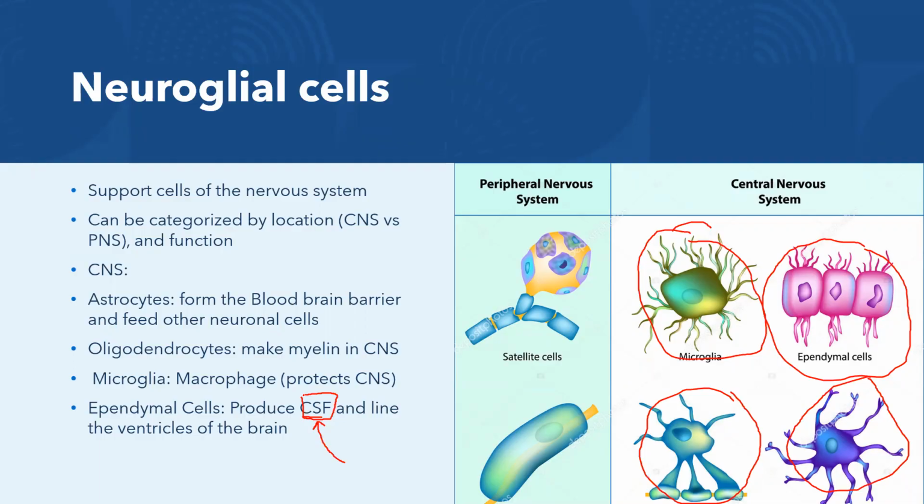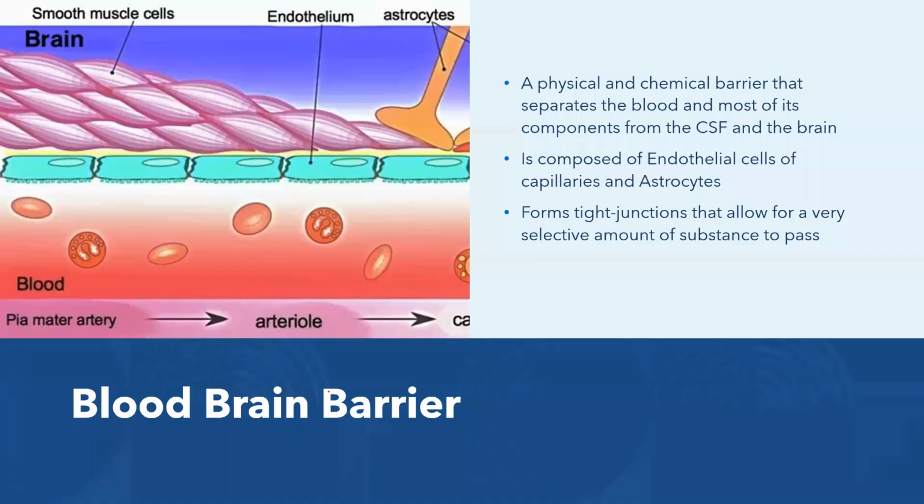function. So here's the blood-brain barrier. It is a physical and chemical barrier. So as you see, we have some blood right here, and the blood cannot get through because of these tight junctions, mainly because of the capillary outside wall, the endothelial cells of the capillaries, and the astrocytes. They make this tight junction.